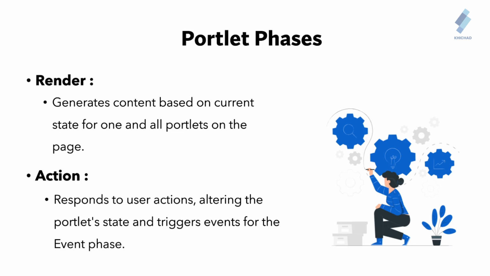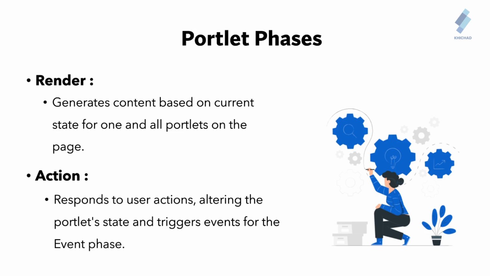During the render phase in Portlet, content is generated based on the current state for all portlets on the page. This phase involves processing and rendering the necessary information to display the web page with the relevant content for each portlet. For example, a weather portlet during the render phase fetches the latest weather data for a specific location and displays it on the web page.